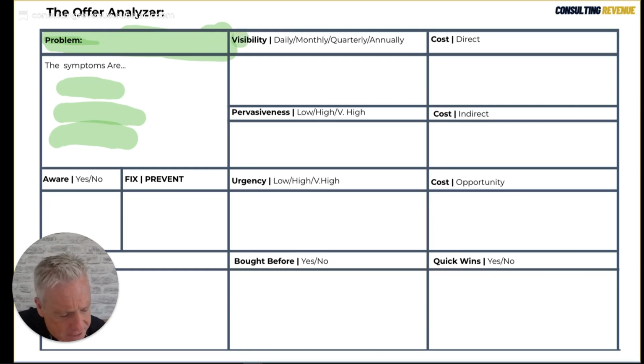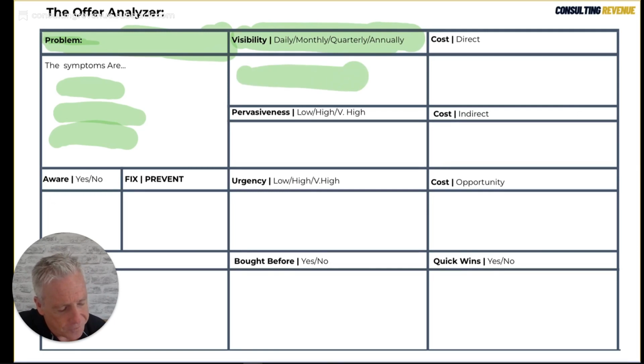Then visibility. This is a big one. Are you looking to solve a problem that the organization sees daily, weekly, monthly, quarterly, or annually? If it's February and you're trying to solve the problem of organizing their Christmas party, good luck getting someone to listen, because it's a major pain in the backside, no doubt, in September or October, but they forget about that by January. So ideally, it's an impact for them daily. That is what's going to make the difference.